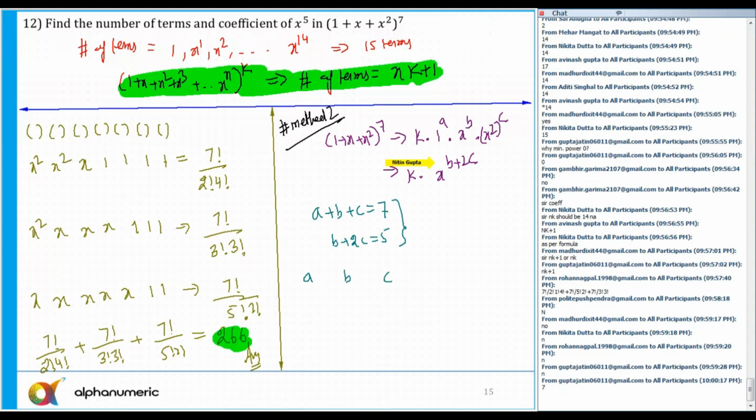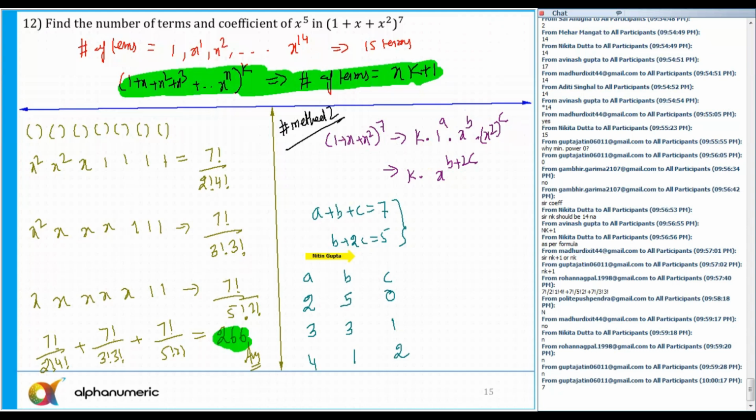Okay, so you can start solving. All of them are integers. If I take c equal to 0, it will be easy. From the second equation, c = 0 gives b = 5, and b = 5 means a must be 2. Next case, if c = 1, then 5 minus 2, b = 3, and a is 3 + 1 = 4, 4 + 3 = 7. And if c = 2, the maximum value of c, then b = 1 and a = 4.